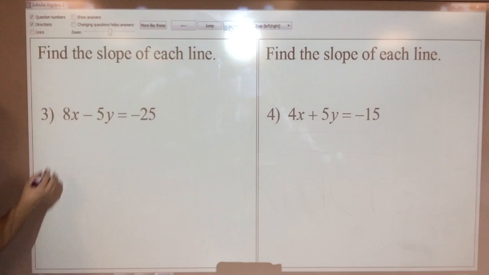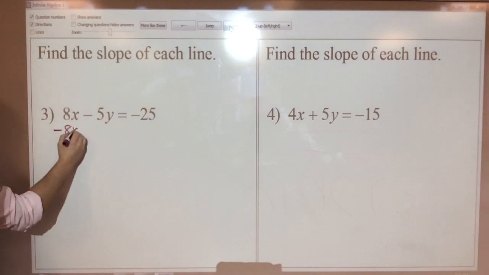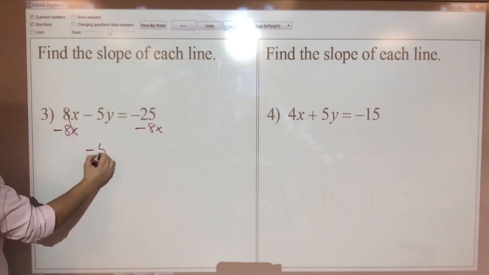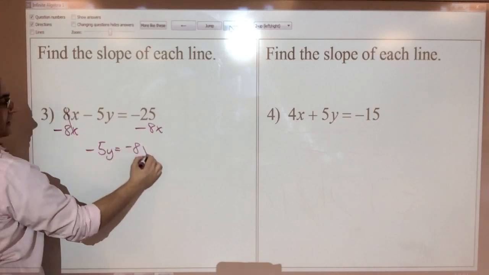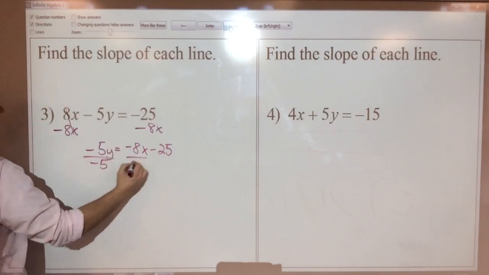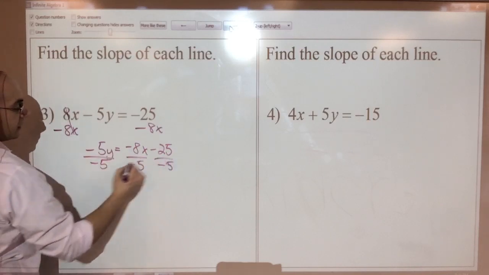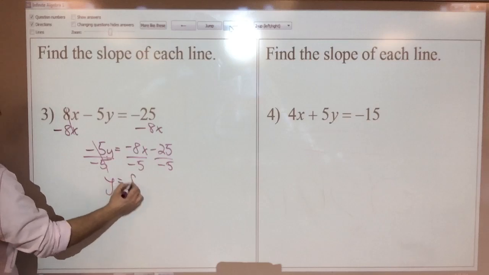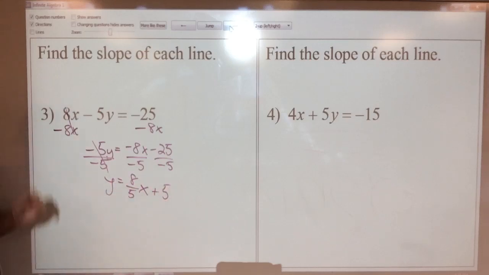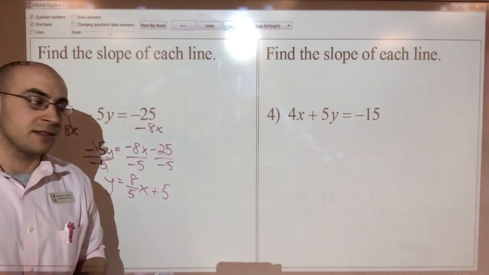And we're done here. So, -8x on both sides. I'm left with -5y equals -8x minus 25. I don't know the answer off the top of my head. Divide by -5 everywhere. I'm left with y equals 8/5x plus 5. Slope is 8/5. Y-intercept is +5.